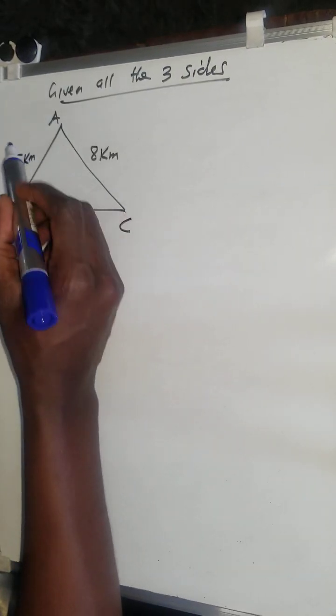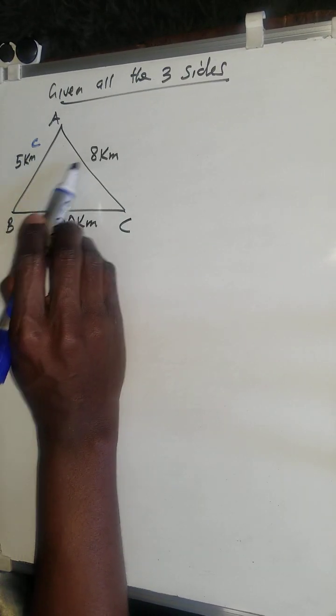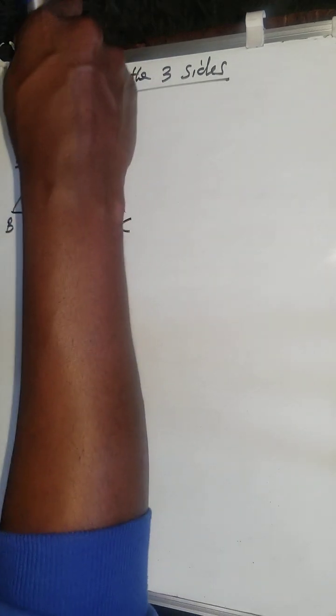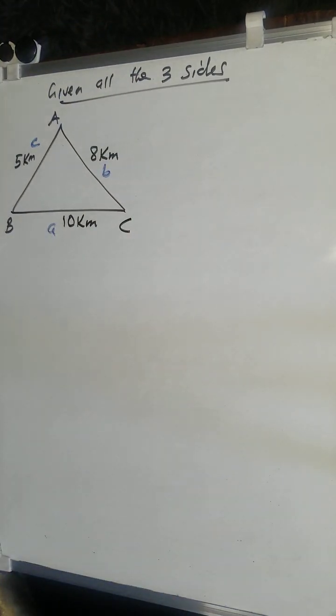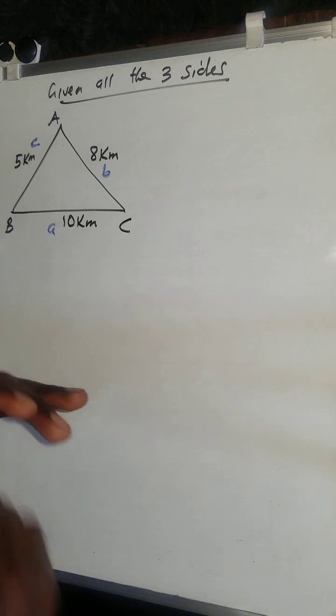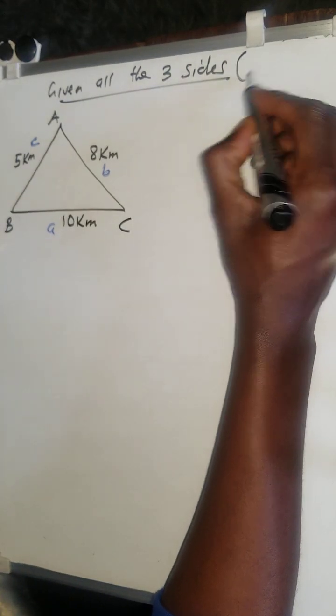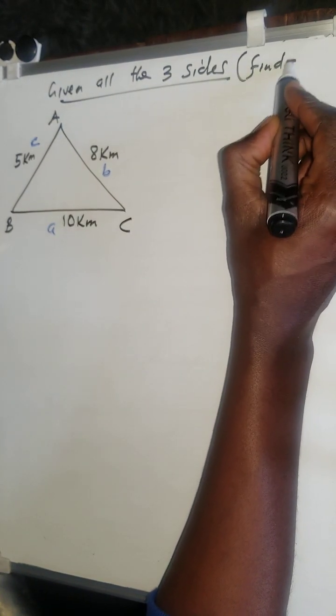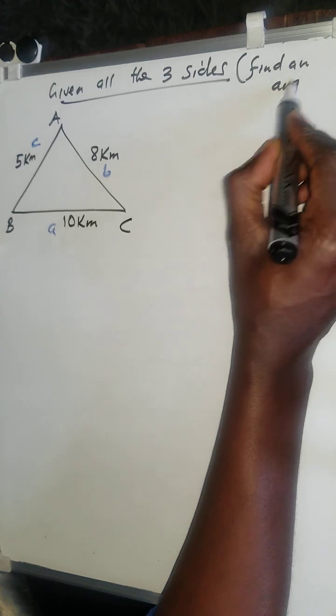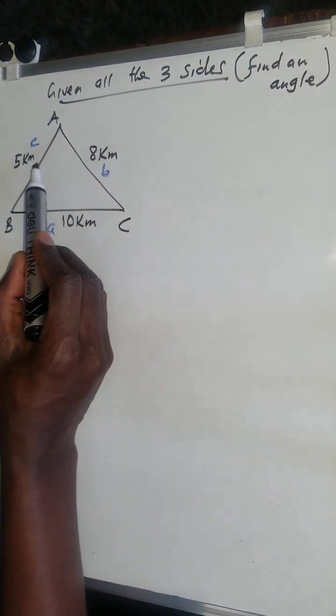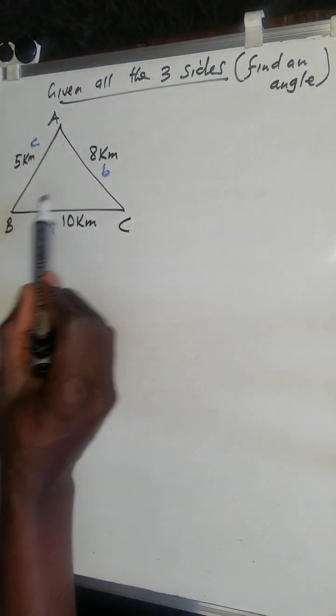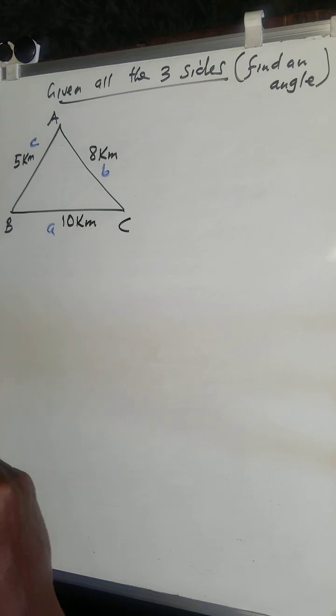Remember where this angle is pointing, that is small c. Where this angle B is pointing, small b. Where A is pointing, that is small a. So now, when you are given all three sides, it simply means that they want you to find an angle. You can be told to find any of the angles, either A, B, or C. That is what they mean there.